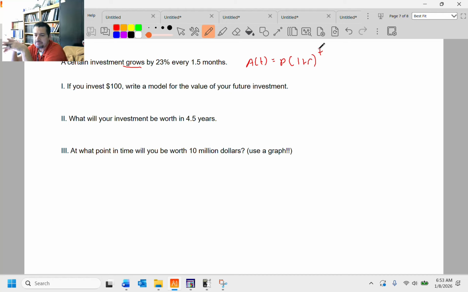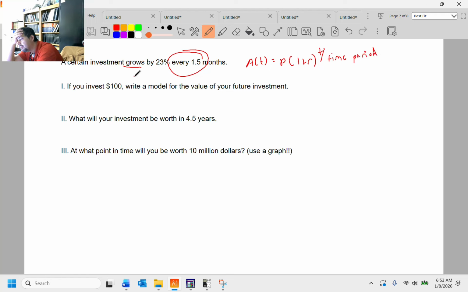Now, that's like per month or per year. All right, it's quantities of time frames of 1. This is every 1.5 months. When you see an every statement like this with something other than 1 month or yearly or whatever, you're going to have to make this the time over what I like to call the time period.